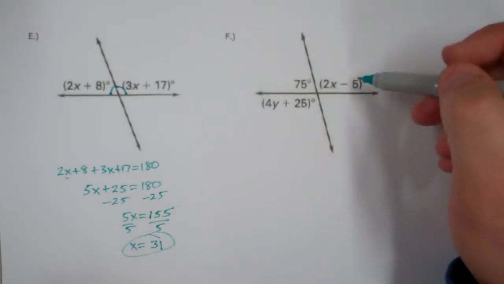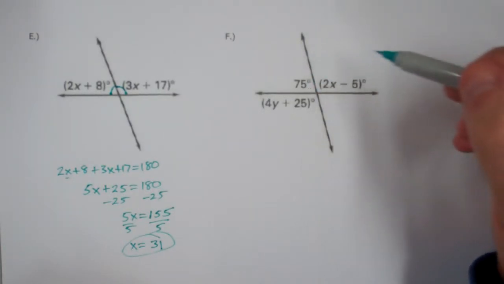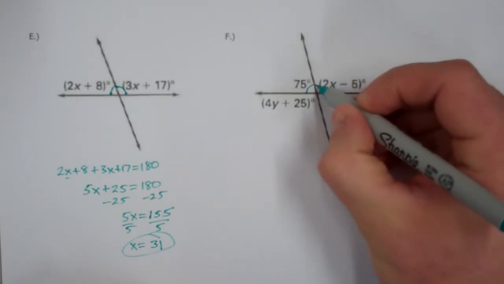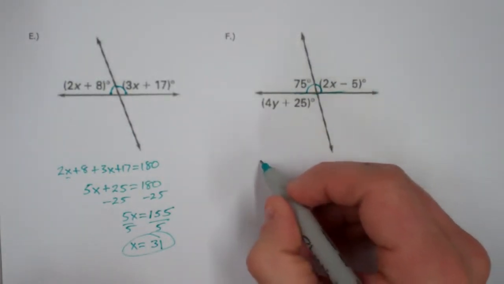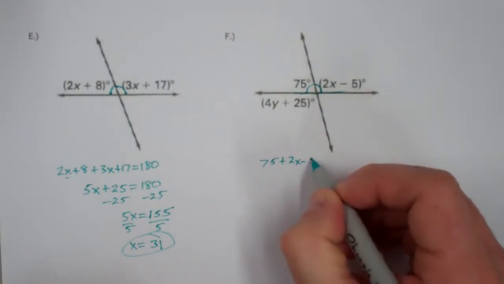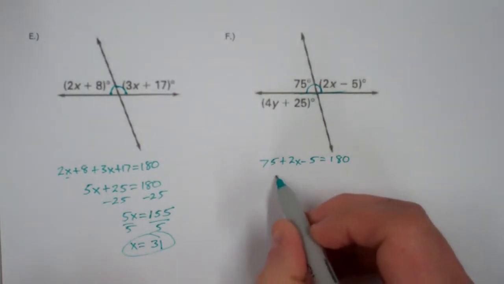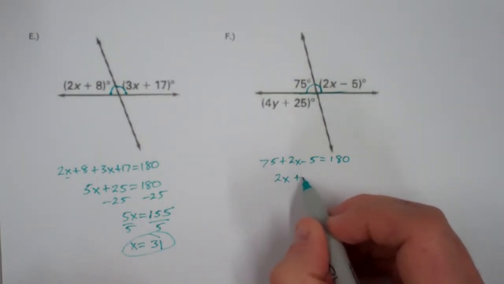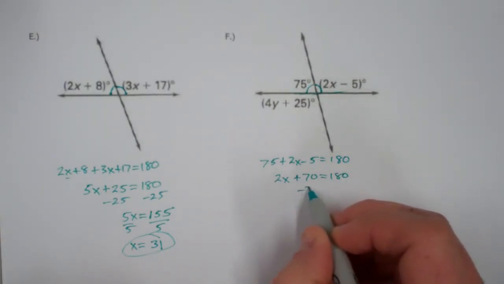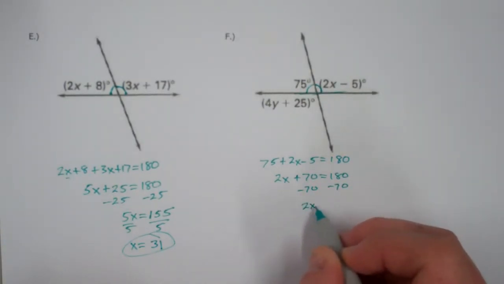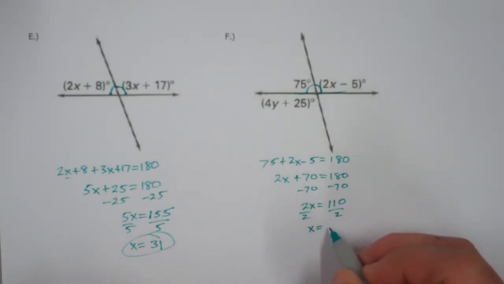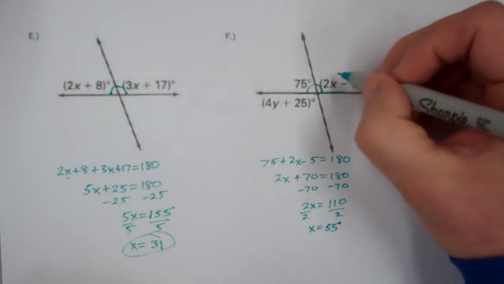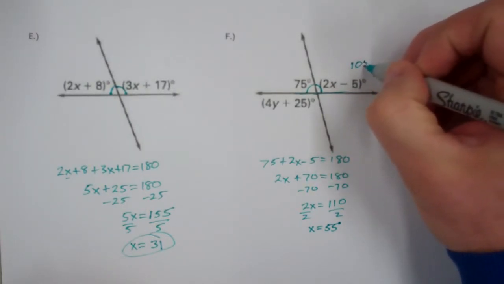In this example, we have 75 degrees and 2x minus 5. Those two form a straight line right here. So we know that when we add them together, they must be equal to 180. 75 minus 5 is 70. We'll subtract 70. That's 110. We'll divide by 2. And x will be 55. We also know that this angle has to be a total of 105 degrees.